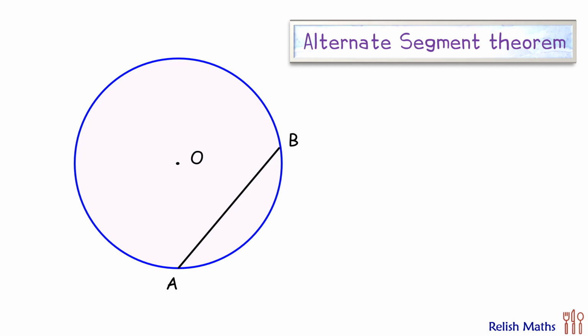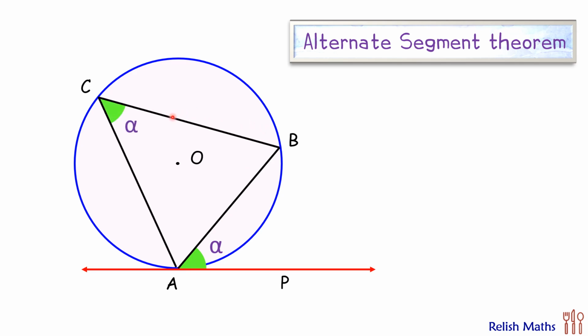Let's check what is alternate segment theorem. Given is a circle with chord AB. From point A, if we draw a tangent, then this angle between the chord and the tangent, let's assume it is alpha degrees. Then as per alternate segment theorem, the angle subtended by this chord in the other segment will be the same, alpha degrees.